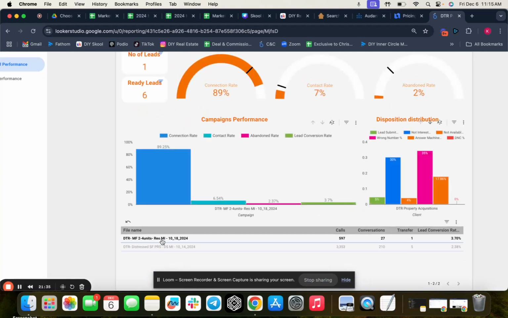this campaign is right now performing incredibly, right? It's got a 3.7% lead conversion rate. This one has a 2.8%. So both are performing really well, but you want to ultimately see why they're performing well.